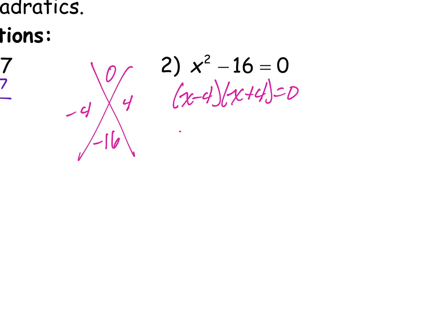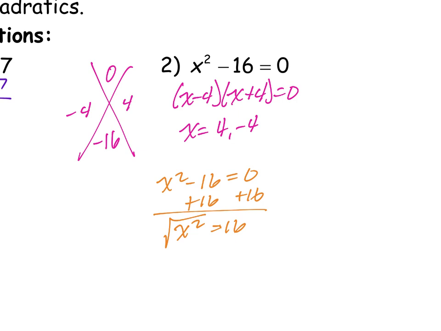Or you can look at this problem and say x squared minus 16 equals 0. Add 16 to both sides, right? And x squared equals 16, and then you square root it. I don't care which way you do it, as long as you remember there's two answers, plus or minus 4. I got the same answer two different ways. It works both ways, right? Whichever way you like to do it.